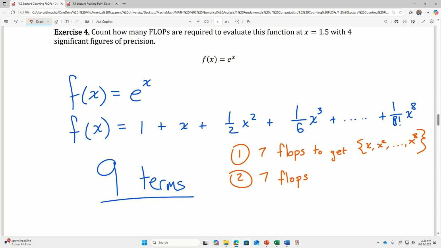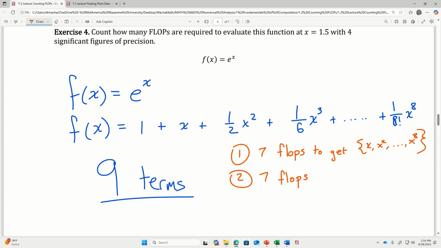I don't know, another 7 flops just to calculate what those coefficients are, right? You would start off with 1 and you say, okay, divide by 2, divide by 3, divide by 4, divide by 5, divide by 6, divide by 7, divide by 8 to come up with the coefficients.